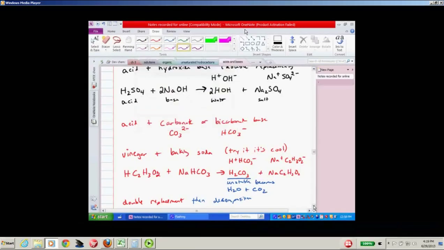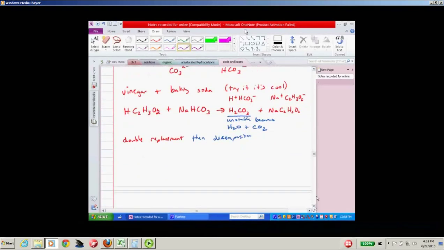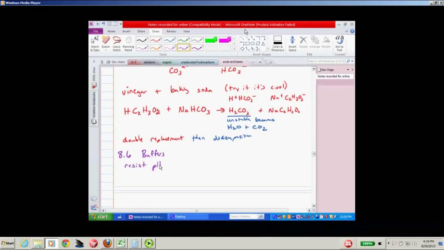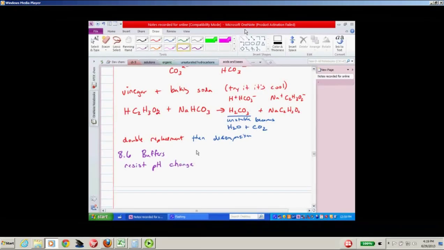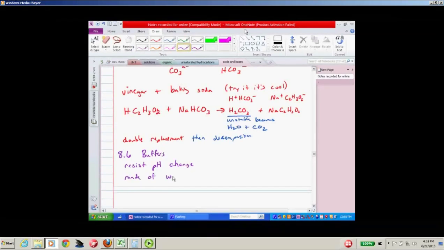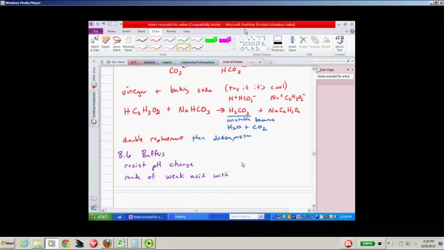Now the last section of this chapter (8.6) is on buffers. Now, a buffer is something that resists pH change when a little bit of acid or a little bit of base is added to it. And blood is a really good example of a buffer system. There's a health note about that.